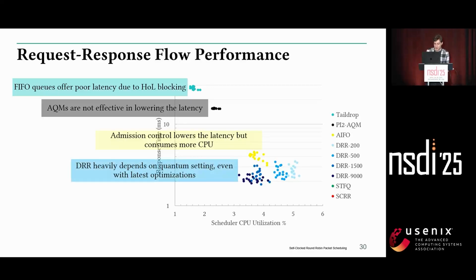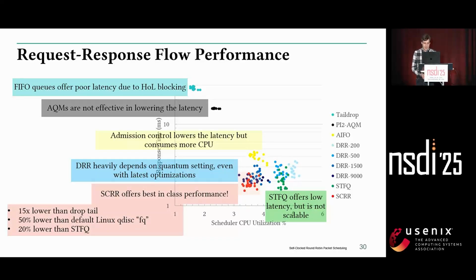DRR depends on its quantum settings. As we saw previously, low quanta would hurt its efficiency. STFQ, as a representative of classical fair queuing, offers low latency, but it's not scalable under large flow counts. And finally, SCRR offers both low latency and low resource utilization. In comparing the numbers, we observe about 15 times lower latency than Droptail, 50% lower latency than the default Linux qdisc, and 20% lower latency than STFQ.